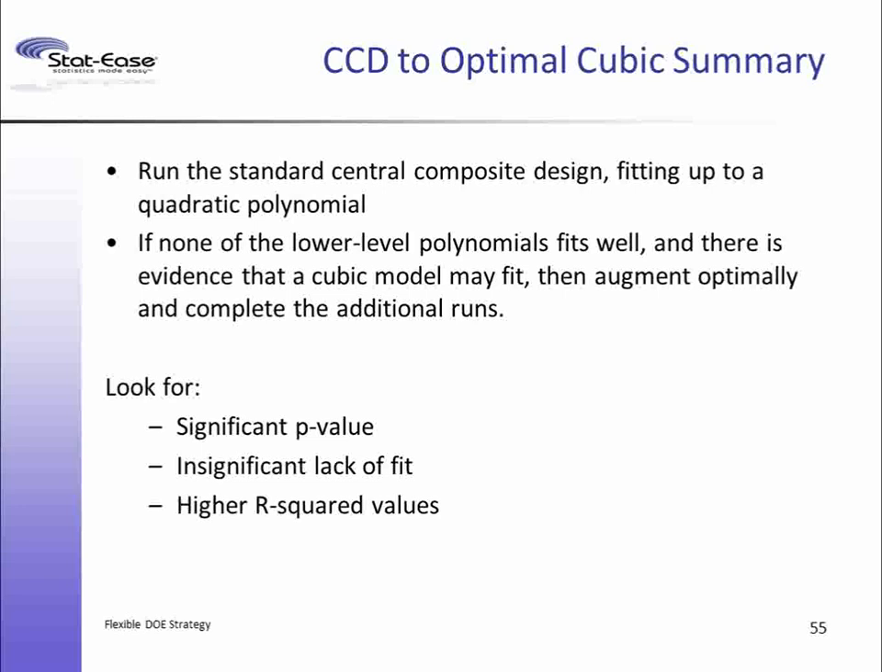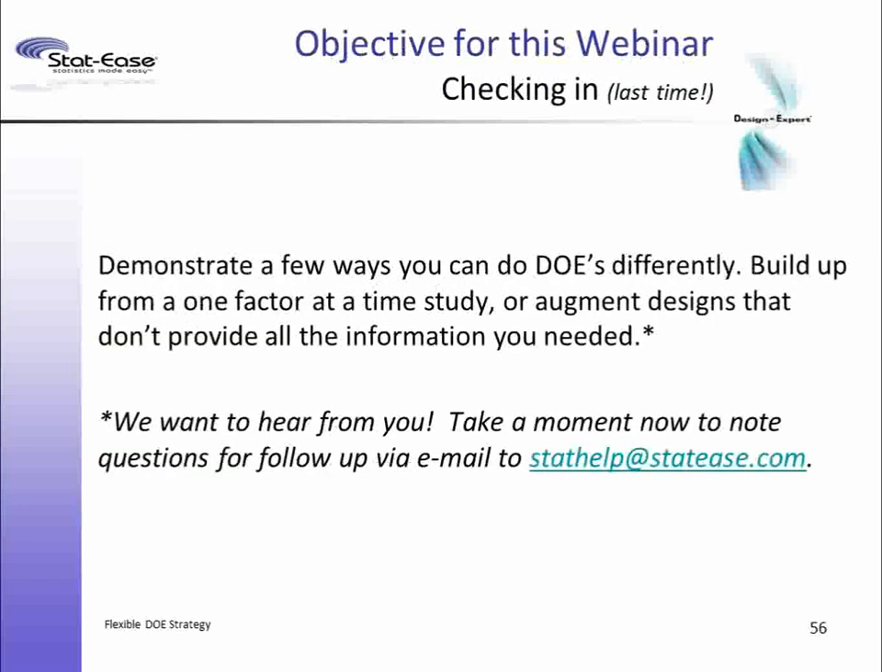All right, so this concludes the heart of the material that I wanted to share today. I wanted to just look at a few ways you could do DOEs differently: using the fold-over technique to augment the design, building up from a one-factor-at-a-time study, and augmenting designs optimally when you need to get extra information.